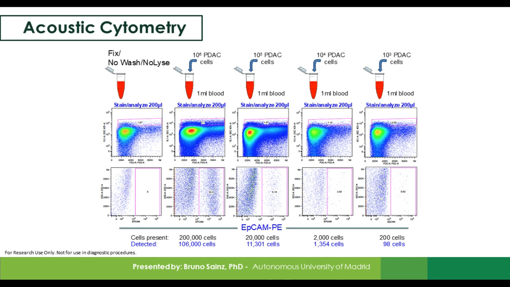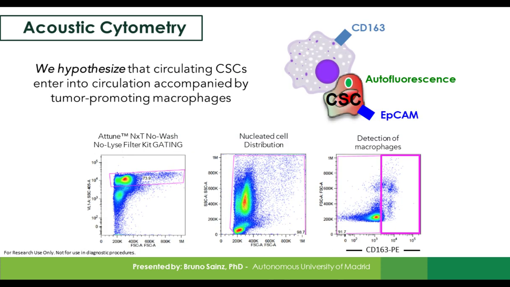In the first column, you can see here, this is blood where no PDAC cells were introduced, and we have 0% detection of EpCAM-positive PDAC cells. And then we did dilutions from 10 to the 6th down to 10 to the 3rd, and we were able to identify very well: when we should have detected 200,000 cells, we were able to detect 106,000 cells, 20,000 cells, 11,000 cells, 2,000 cells, 1,300 cells, and 200 cells. In theory, for 200 cells we were able to detect 98 cells, showing very well the utility of this approach, the precision, and the efficiency using the Attune NXT cytometer.